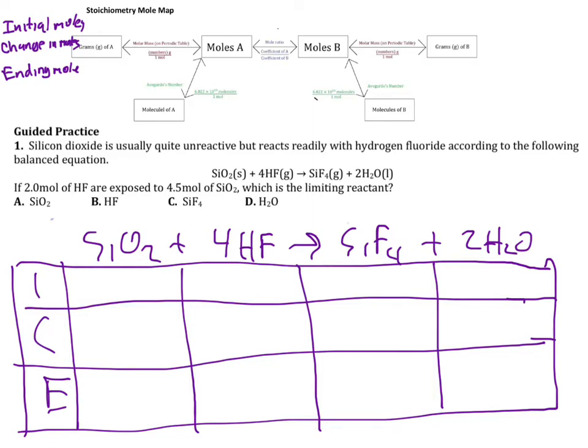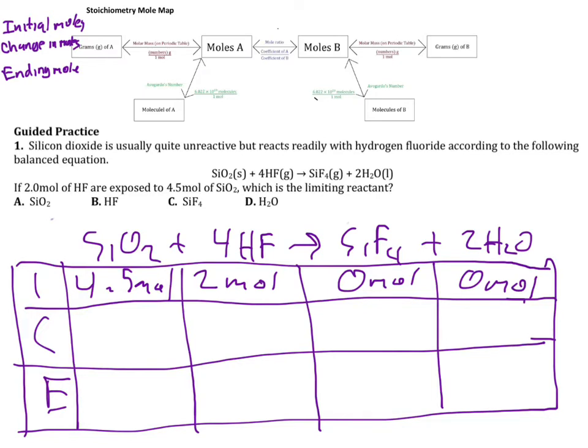So let's go ahead and talk about how this table works. The first part of it is very easy. What you do is you write your initial moles of all your reactants and products. And so this tells us that we're given 2 moles of the HF, and then we're given 4.5 moles of the silicon dioxide. But what about the products? Well, we're starting off with 0 moles of those. You'll always start off with 0 moles of product.